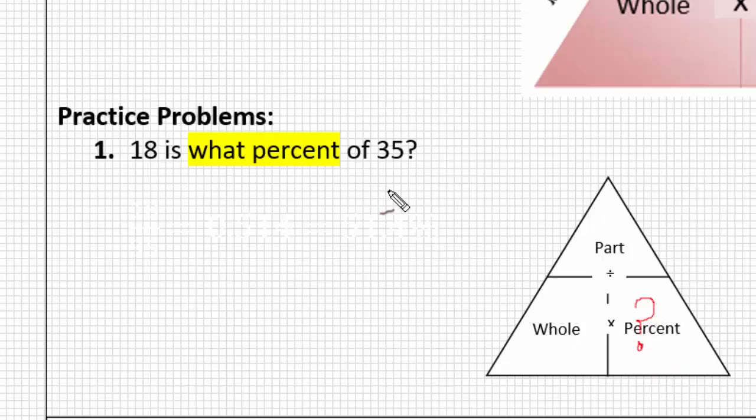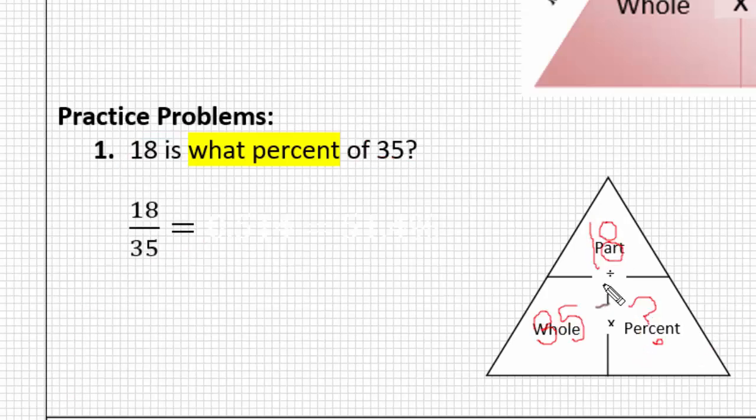18 is of 35. One other thing I didn't mention is a good keyword for the part. When you see "is," that's going to be talking about the part. So we're going to put 18 in here. And "of 35," "of" is our keyword for figuring out the whole. So we'll put that here. Now, by taking the keywords and information from this problem, we've actually set it up. If we take 18, which is the part, and divide it by 35, it'll tell us what the percent is. So let's go ahead and set that problem up.